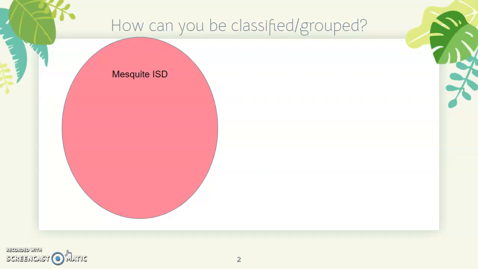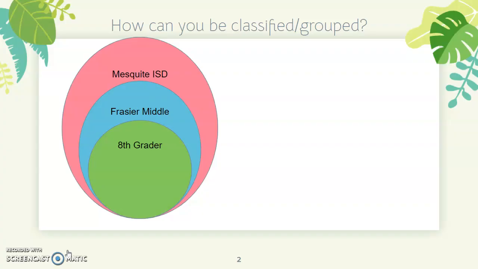You're not only a Mesquite ISD student, but you also attend Fraser Middle School. In Fraser Middle School, we have about 1,200 students. So let's go a little bit deeper. Not only are you at Fraser Middle School and a Mesquite ISD student, but you're also an 8th grader. We have about 400 8th graders on Fraser Middle School campus. So let's go a little bit deeper.